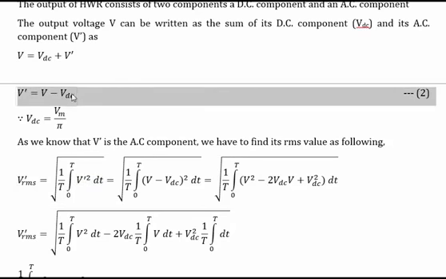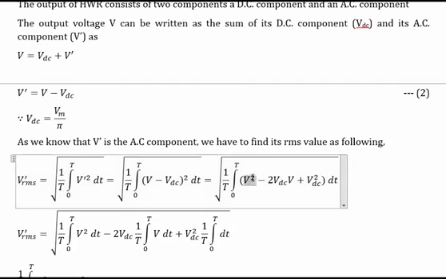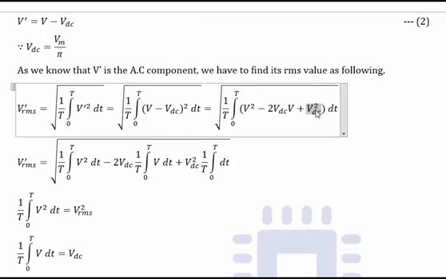This V dash is V minus VDC, so we can put V minus VDC here. This is (A minus B) whole square, which expands as A square minus 2AB plus B square. A square is V square, minus 2AB is minus 2 VDC V, and B square is VDC square. Now the integration can be split into the integration of the first part V square, the second part V, and the third part VDC square. VDC is a constant, the DC component, which is the average or mean value.